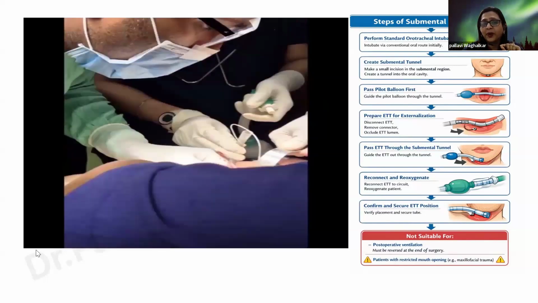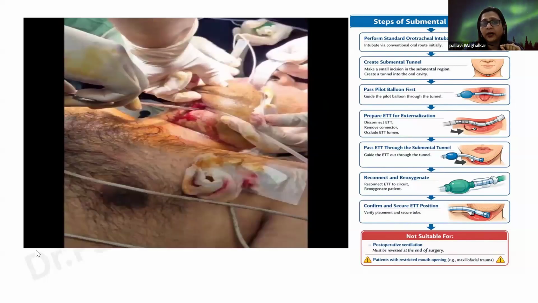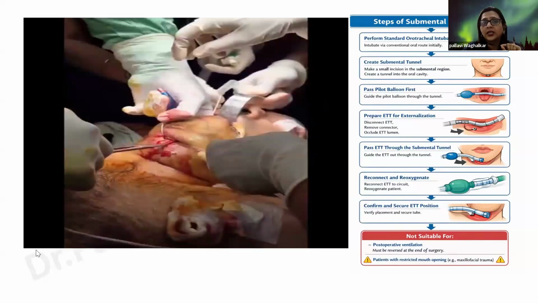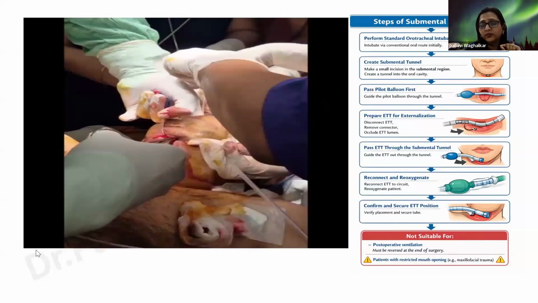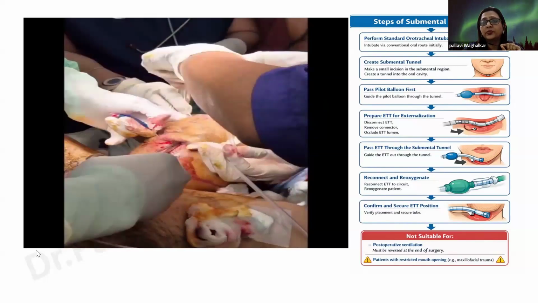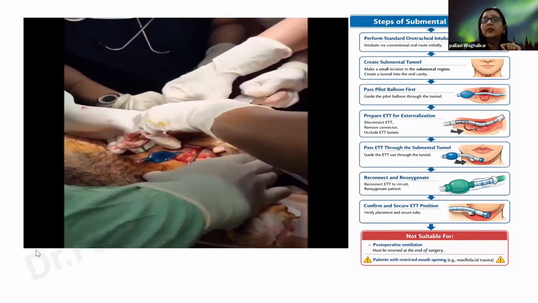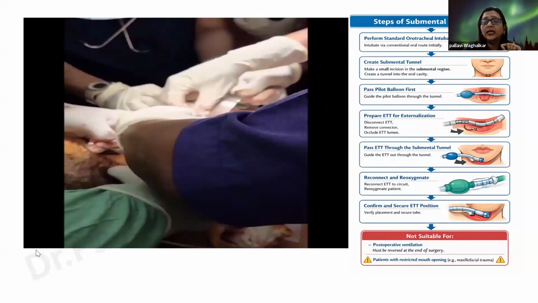Once the cuff is passed through the tunnel, the pilot balloon is passed through the tunnel, then we have to pass the endotracheal tube. In this case we have to disconnect this ET tube, remove the connector of the ET tube, then occlude the ET tube and guide the ET tube through the tunnel.